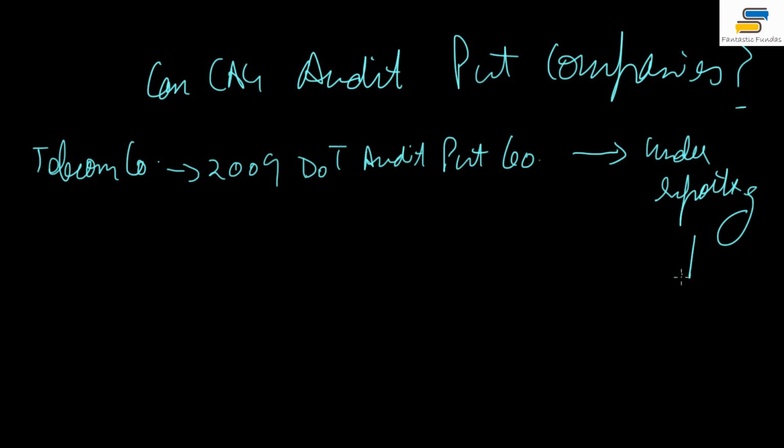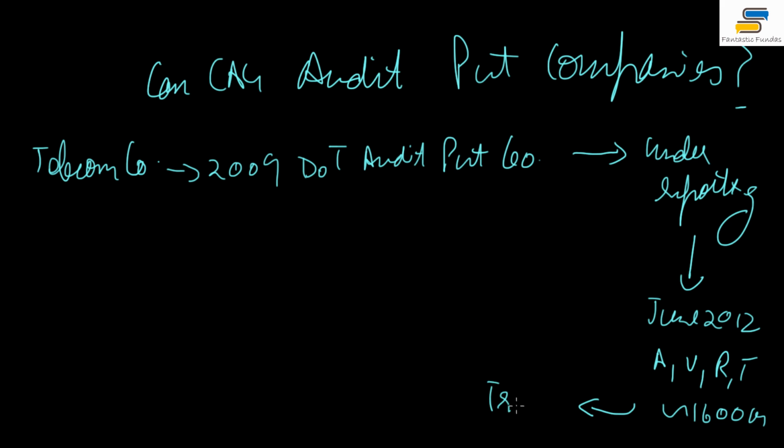So what happened in June 2012, the Department of Telecommunication issued a demand to various companies like Airtel, Vodafone, Reliance and Tata, and a total of approximately 1600 crores was asked from them. All these companies went to the Telecom Dispute Settlement and Appellate Tribunal against this order. These companies lost the case.